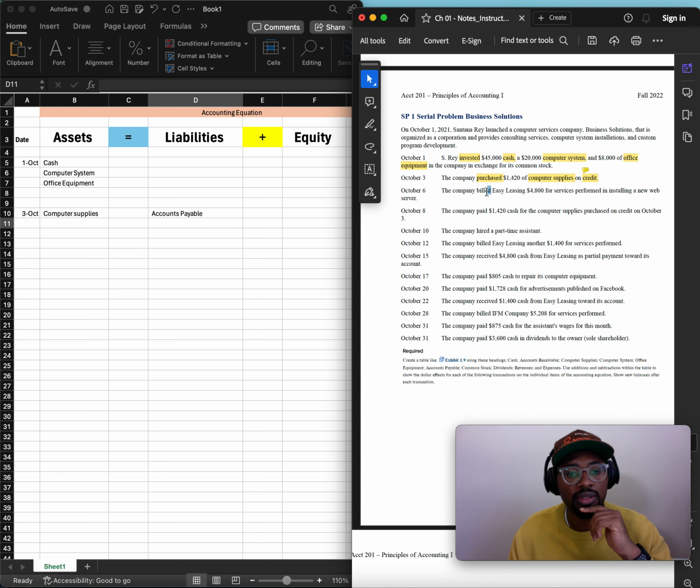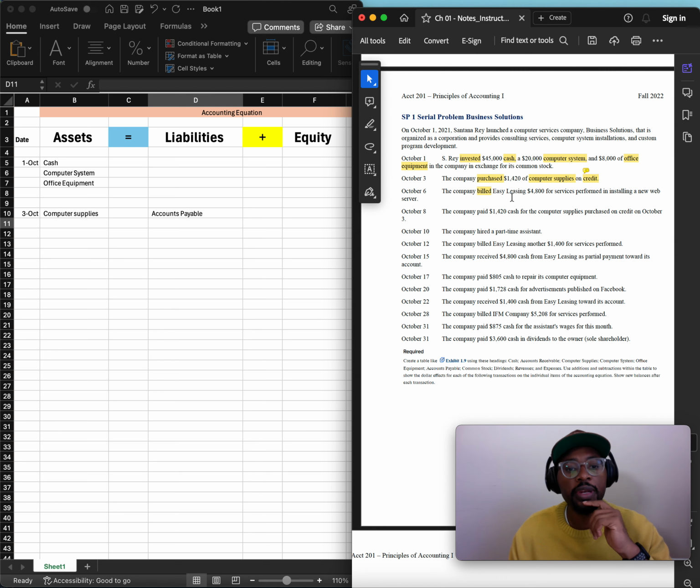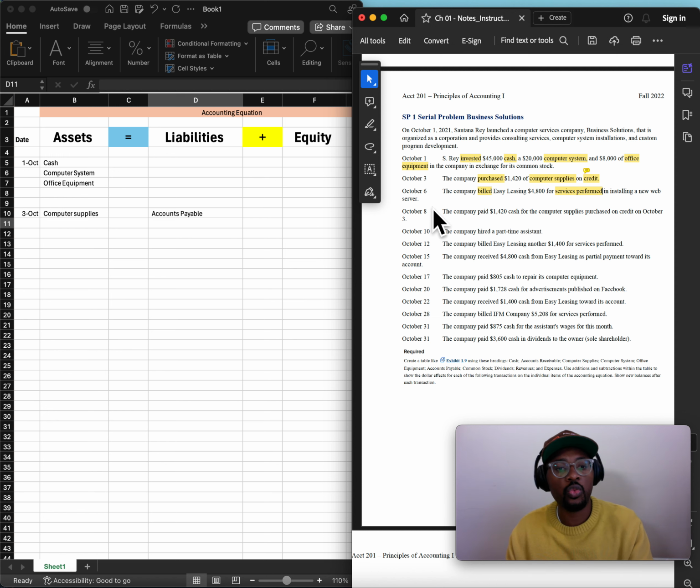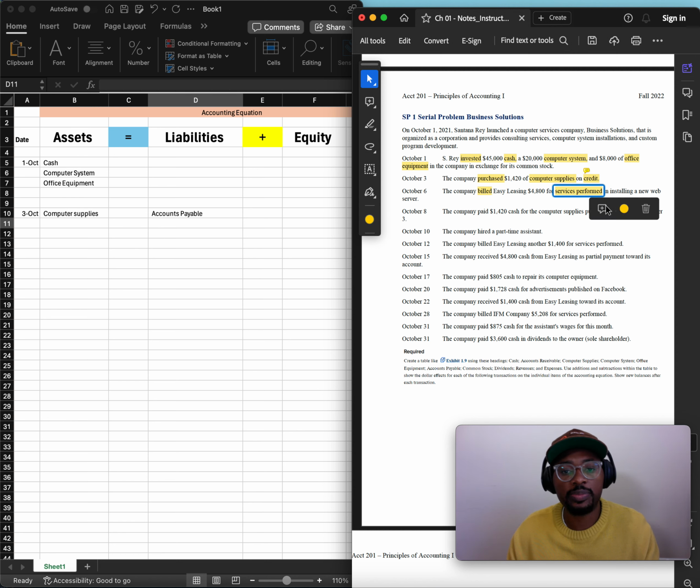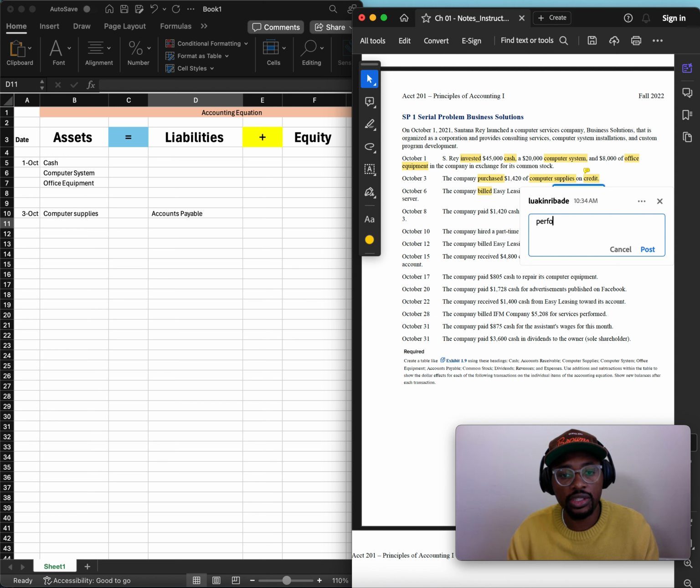The company billed. Okay. So again, that's another keyword that we want to take note of. The company billed Easy Leasing 4,800 for services performed. You want to highlight that in installing a new web server. So what's happening here? So here's a situation where we performed work. Okay, so let's make another comment. So let's put when performing work. Okay, so when we perform work in accounting, this is very important.